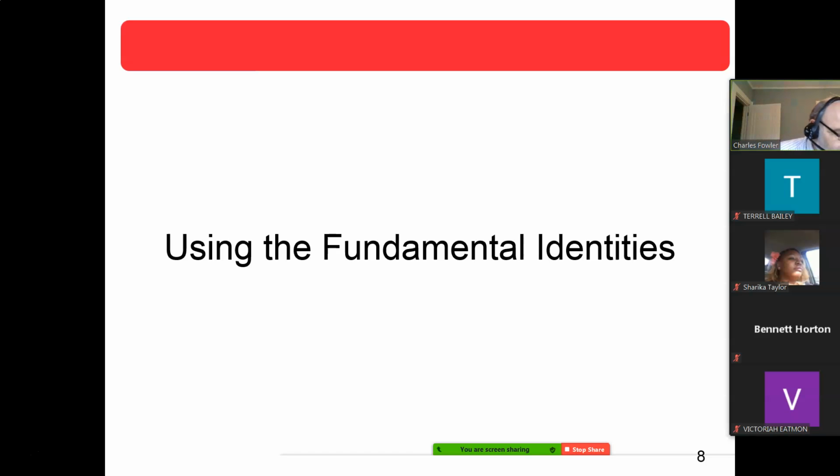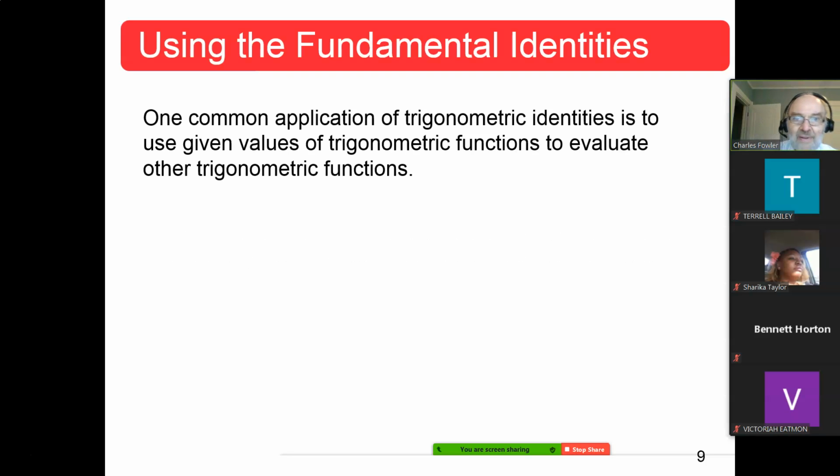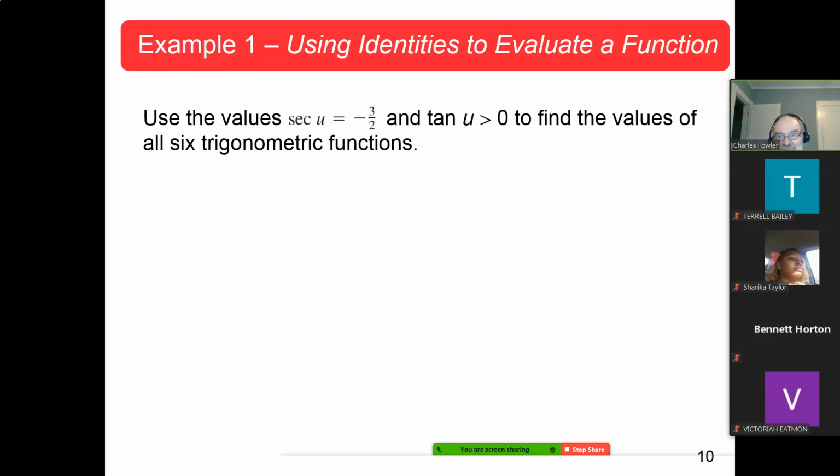Now, using these fundamental identities, one common application of trigonometric identities is to use given values of trigonometric functions to evaluate other trigonometric functions. Here's the first example showing that. I'm going to show you a couple of ways to do this: the easy way and what they're trying to get you to do. Use the values secant u is equal to minus 3/2. Time out. Does that even make sense? Can secant be negative? Of course it can.